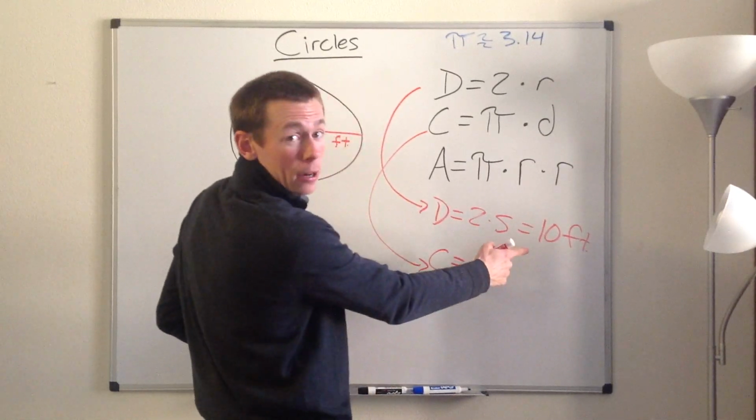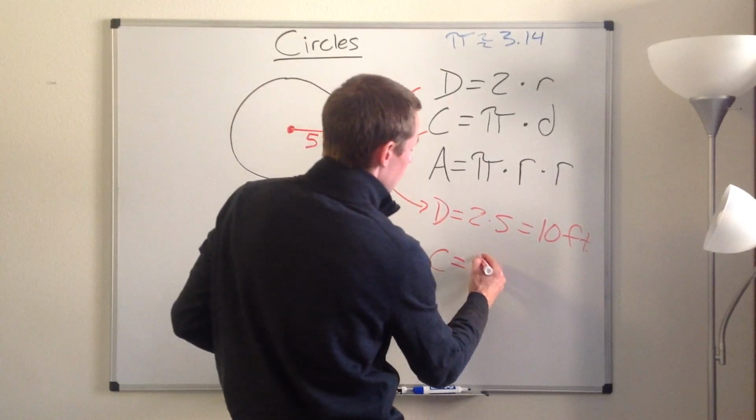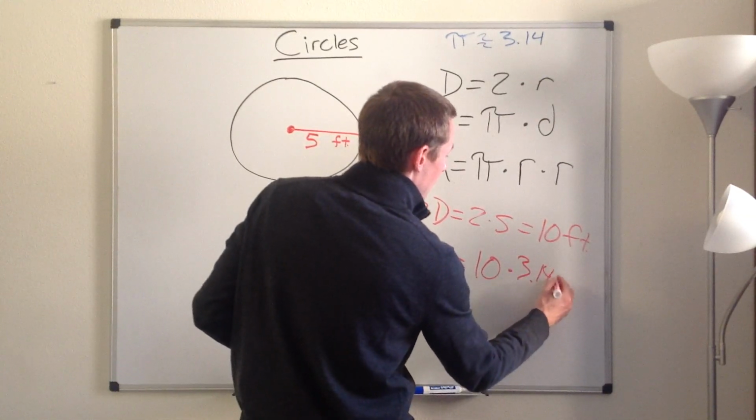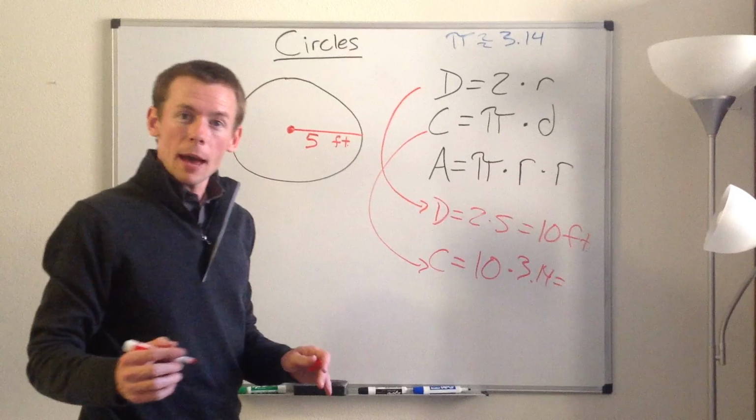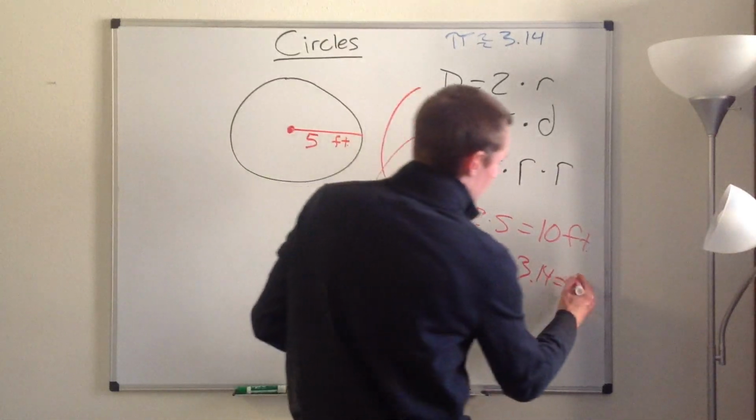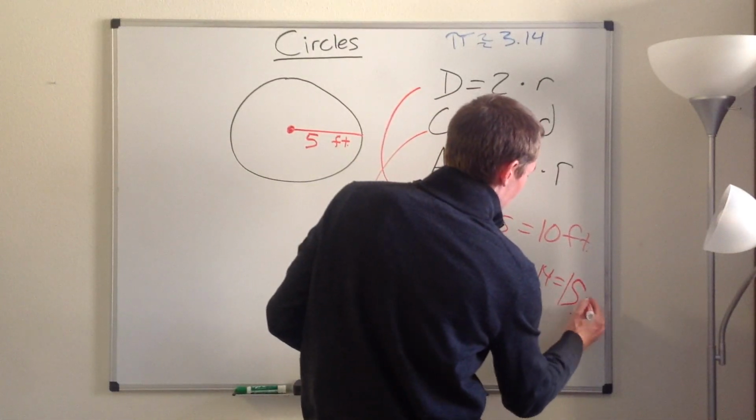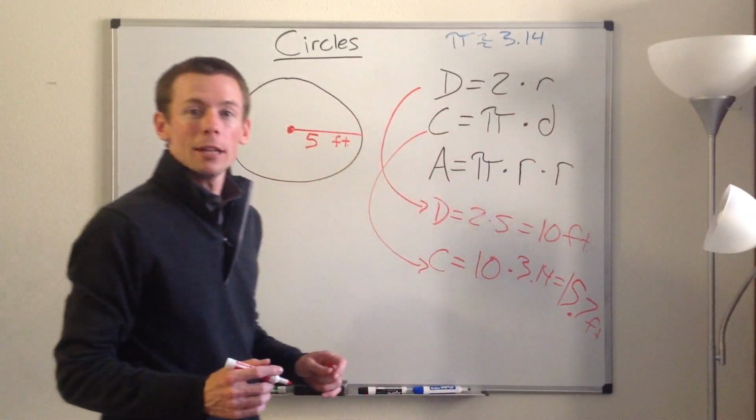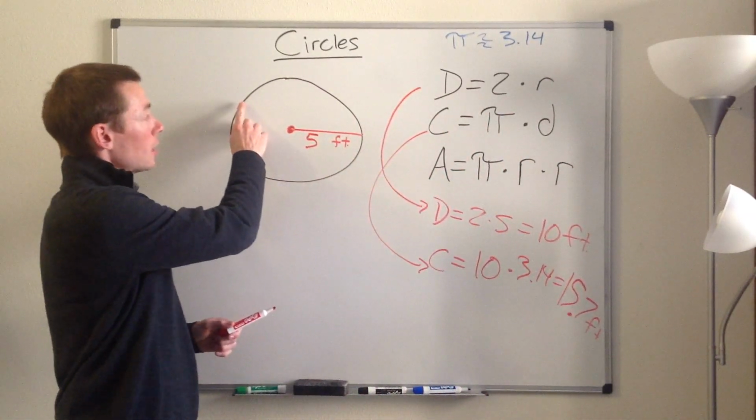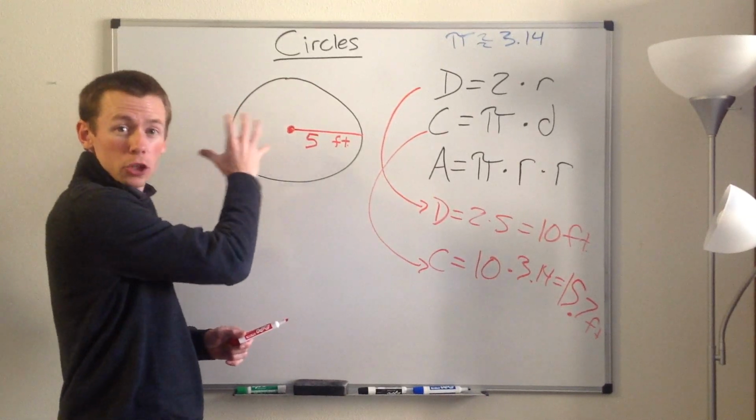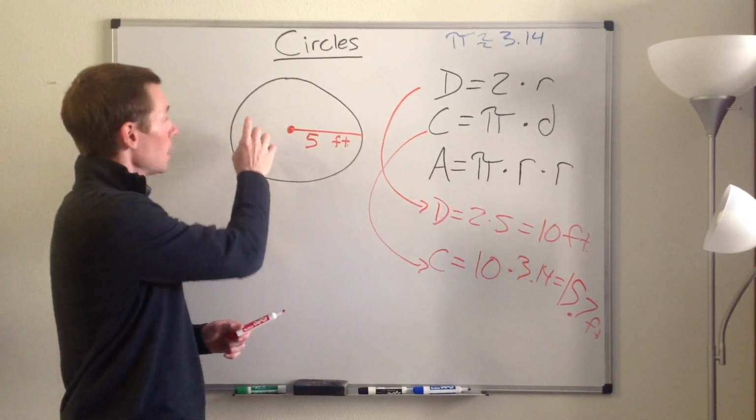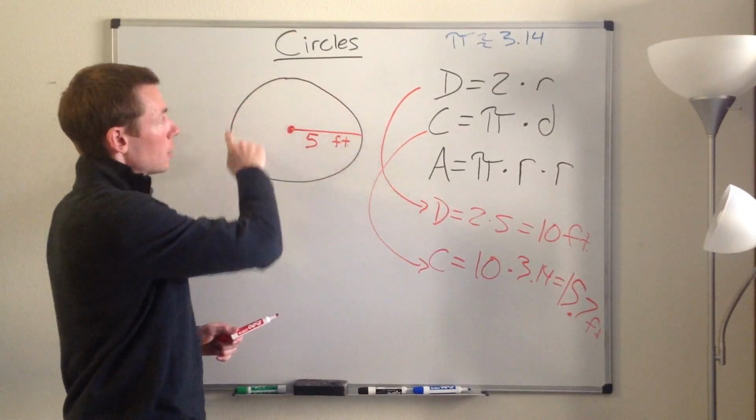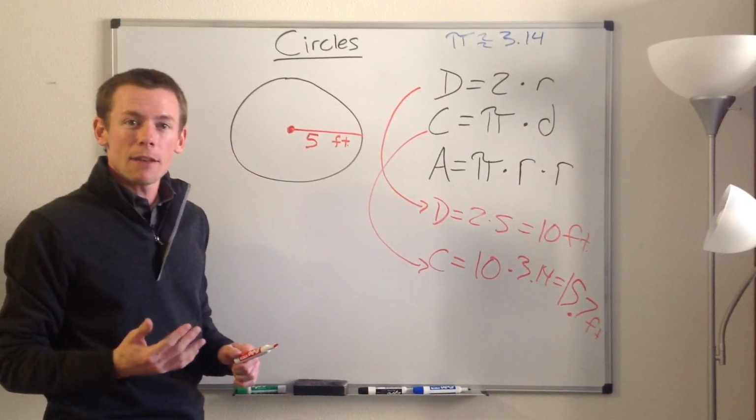what was the diameter? Well, we found that it was 10 feet. And if we multiply that by pi, we end up getting 15.7 feet. So if this were a real circle that you could walk on outside, if you started here and walked around, you would have walked 15.7 feet.